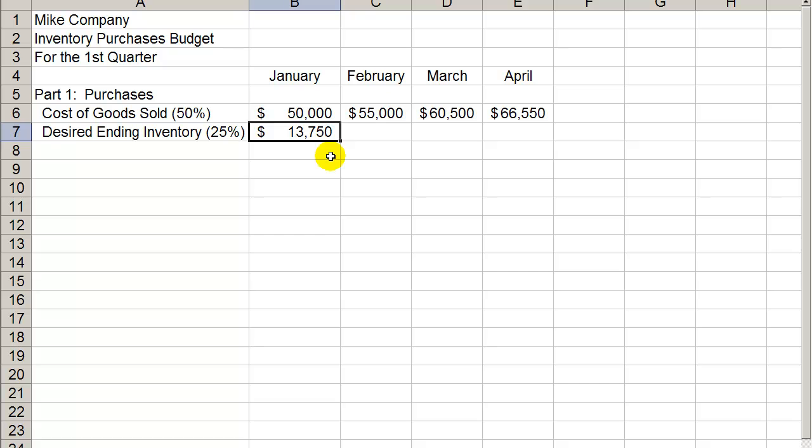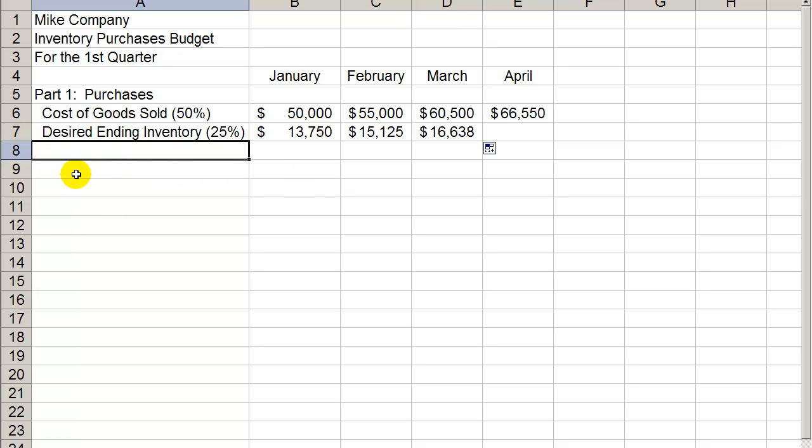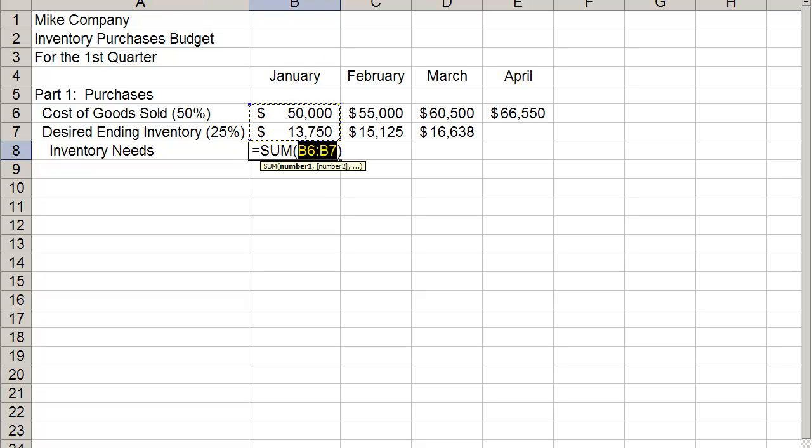And again, you can simply copy that formula over. For February, it's equal to 0.25 times March's cost of goods sold. The whole reason why you have April's cost of goods sold is that you can calculate March's desired ending inventory, which is, again, 25% of next month's cost of goods sold. These two components, the cost of goods sold and the desired ending inventory, comprise a subtotal called your inventory needs. That is simply the total of the cost of goods sold and your desired ending inventory.